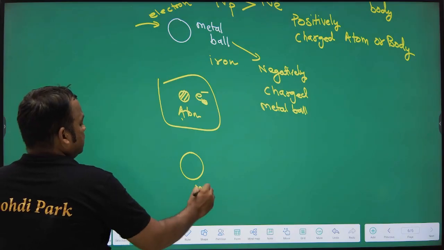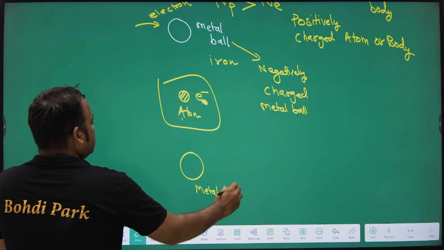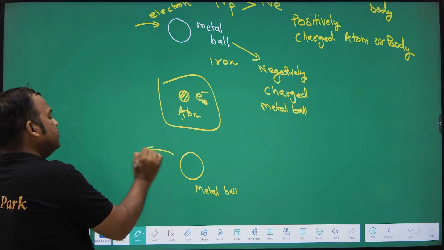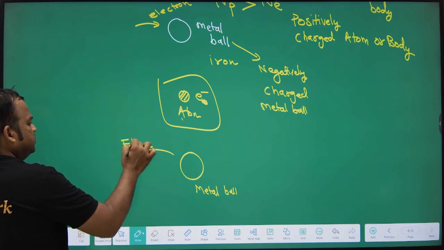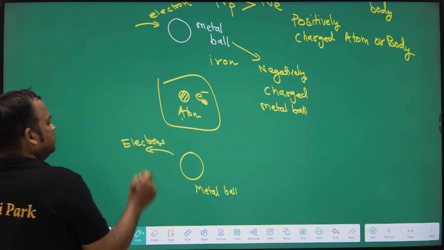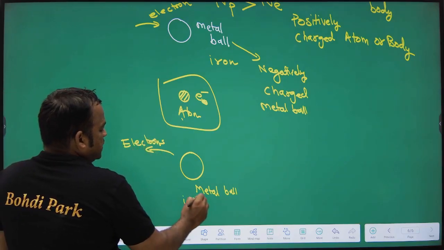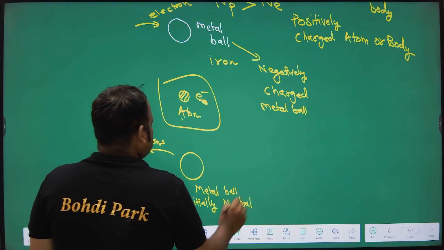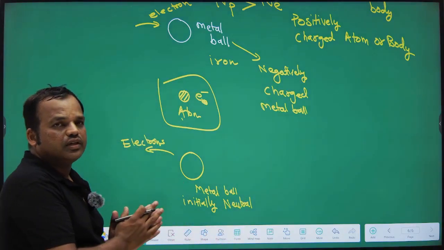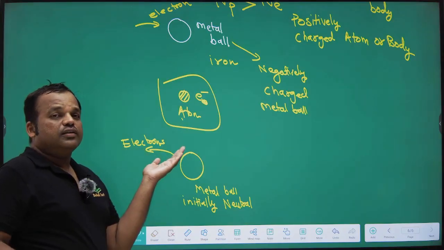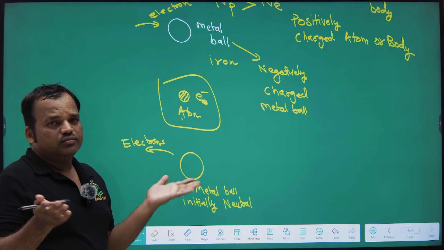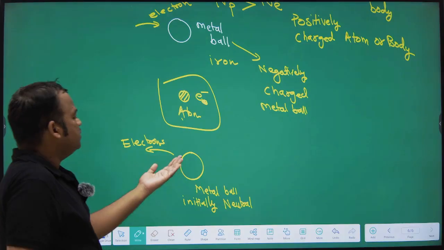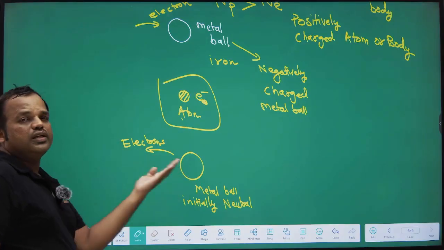Suppose this is the metal ball. What if initially it is a neutral metal ball, and you take electrons from it? This metal ball is initially neutral, which means all atoms are neutral. Now you are taking electrons from most of the atoms, maybe all atoms or most of the atoms.